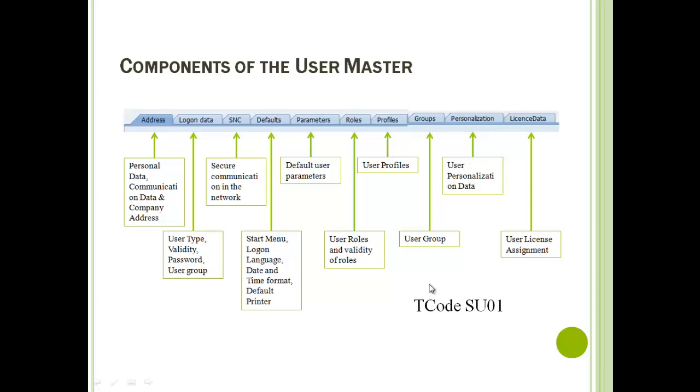Then this one is groups, but generally we do not use this group; it's for special purposes. We will see that later. Next one is personalization data. We can have user-specific personalized data. Then the last one is license data, user license data. We will see the details of each tab one by one.